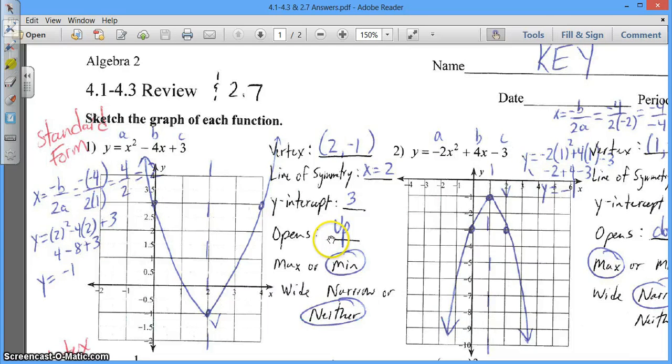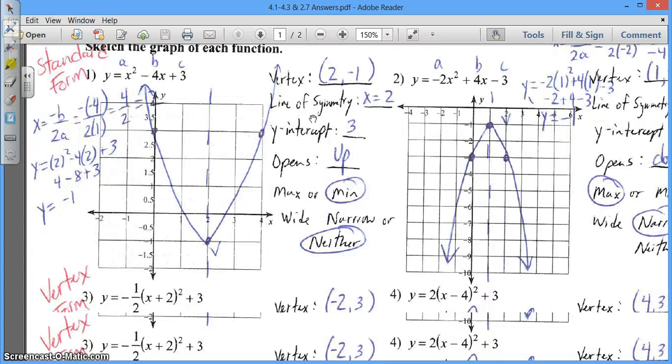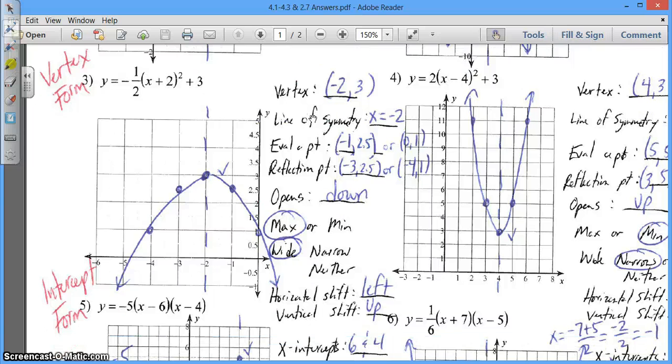Number 2, you'd use the same process to answer number 2. Numbers 3 and 4 are in vertex form. We can see that because the parenthesis is squared. Vertex form gives us our vertex, so we use the opposite of the number inside the parenthesis. That's the x of our vertex, so negative 2. The number behind the parenthesis is the y of our vertex, so 3.